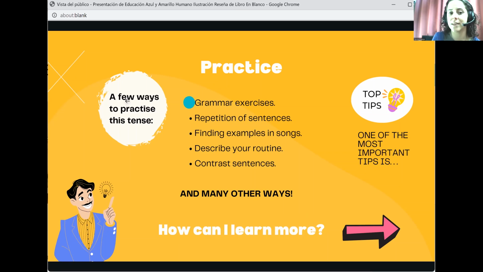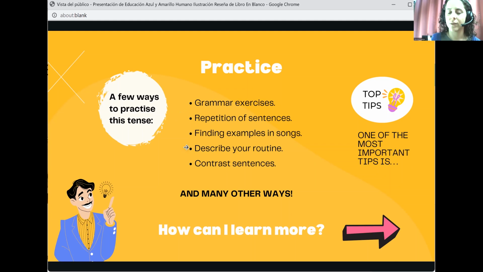Other techniques, some ways, a few, algunas, are repetition of sentences, methods that make you repeat sentences. You can find examples in songs. You can find examples on TV series. You can find many, many things online. I know many that I can tell you next time if we meet.